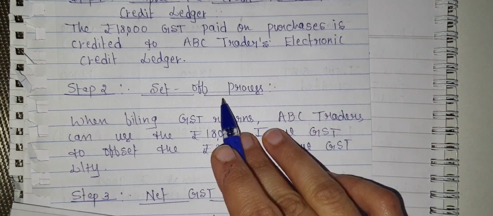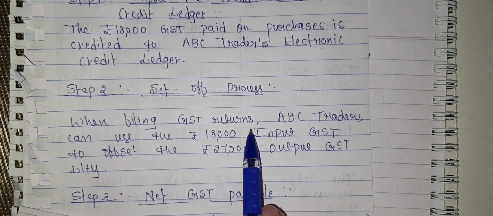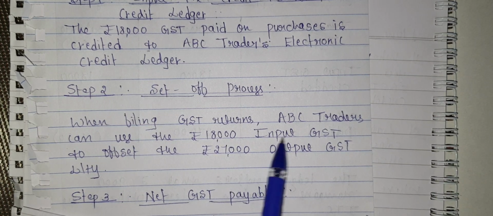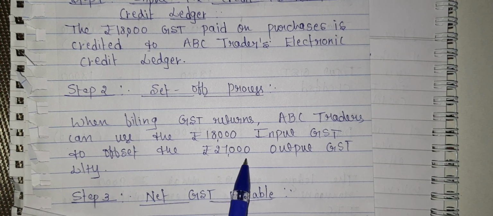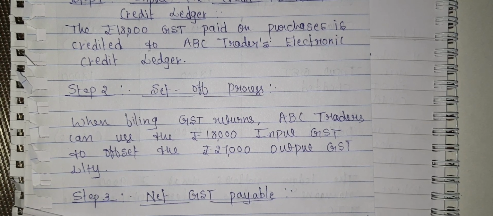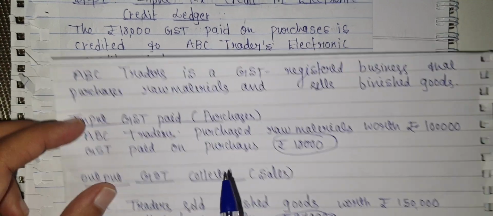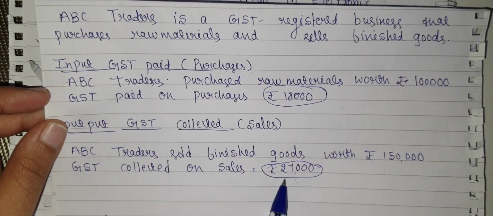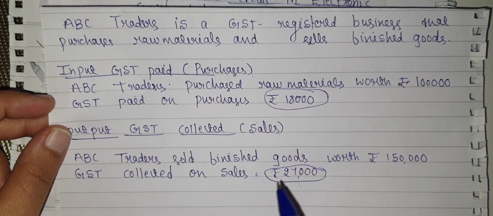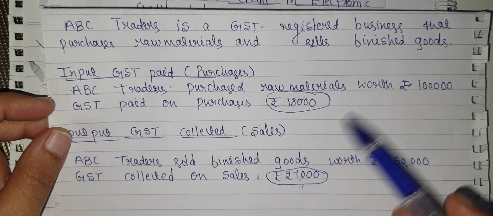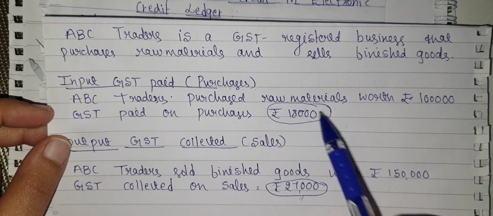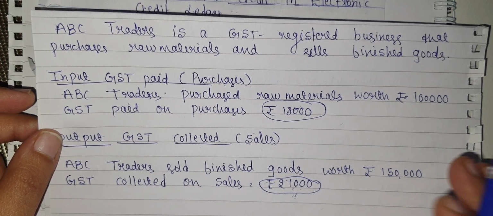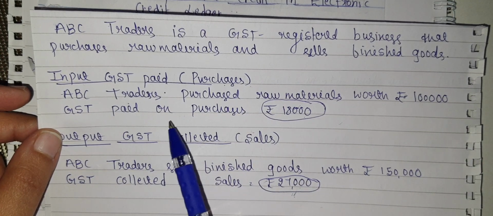And step 2, set off process. When filing the GST returns, ABC Traders can use rupees 18,000 input GST to offset the rupees 27,000 output GST liability. Means what? Here ABC Traders, they will utilize input GST to set off against output GST of rupees 27,000. Means here 27,000 minus 18,000, that is rupees 9,000. Means here we have utilized rupees 18,000. We need not to pay rupees 27,000 to the government. We have to pay only rupees 9,000 to the government, because here we have utilized input GST, that is paid on purchases.